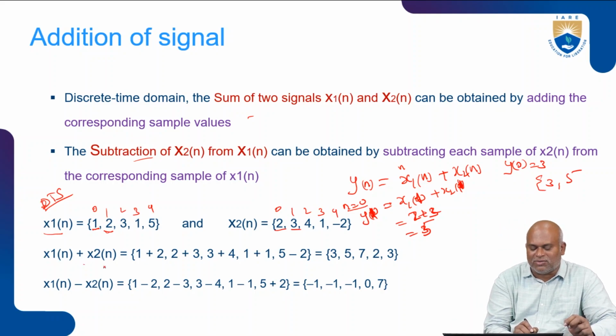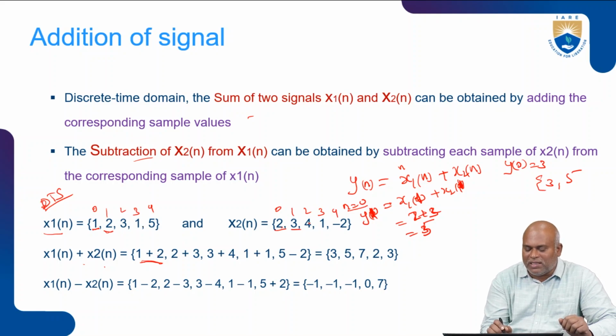x1 of n plus x2 of n. So the first one is the 0th position: 0 plus 0, that is x1 of 0 plus x2 of 0, which is 1 plus 2. Next the second position, that is represented as 1, x1 of 1, x2 of 1: 2 plus 3. Next the third position, that is 2: 3 plus 4. Next 1 plus 1. Next 5 plus minus 2.